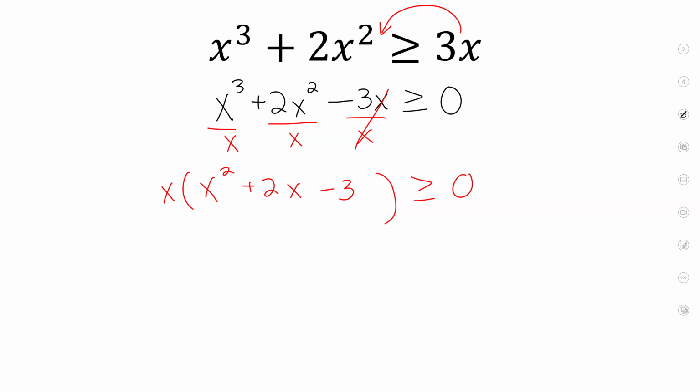And if you continued factoring this, we can do an eye chart. Two numbers that multiply to negative 3 and add to 2 are 3 and negative 1. 3 times negative 1 is negative 3, and they add to give you 2. So this will be x times x plus 3 times x minus 1 needs to be greater than or equal to 0.